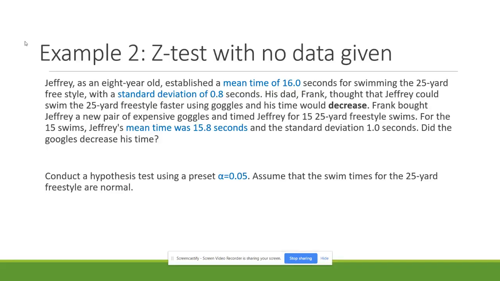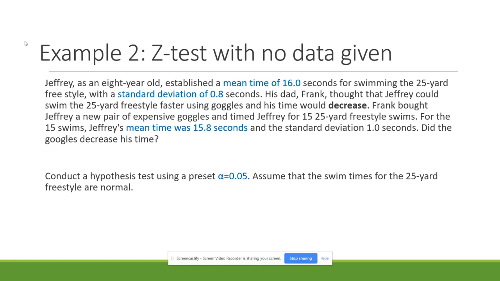So let's continue with z-test, and let's do an example when we're not given any sample data. Jeffrey, as an 8-year-old, established a mean time of 16 seconds for swimming the 25-yard freestyle with a standard deviation of 0.8 seconds. His dad, Frank, thought Jeffrey could swim the 25-yard freestyle faster using goggles and his time would decrease.